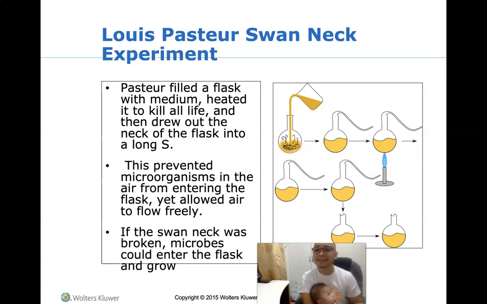So this prevents the microorganisms in the air from entering the flask, yet at the same time it allows air to flow freely. What you would expect, by the way, is that microorganisms will be trapped at the convoluted portion of the swan neck flask. So if the swan neck was broken, microbes could enter the flask and grow. But in unbroken flasks, microorganisms were not able to contaminate the broth. Because of this experiment, Louis Pasteur was able to disprove the spontaneous generation theory. And because of that, Louis Pasteur became the father of microbiology.